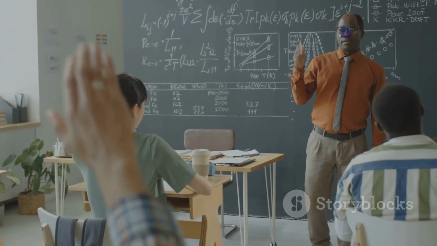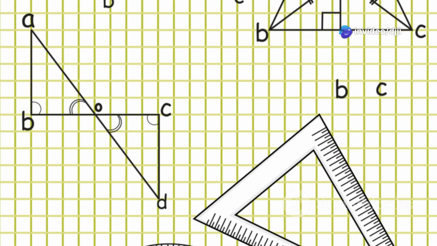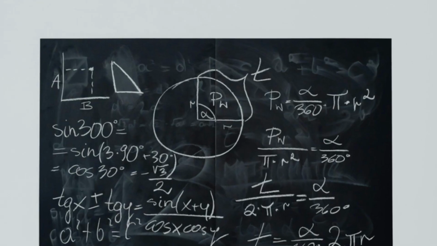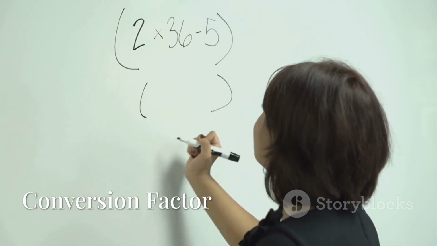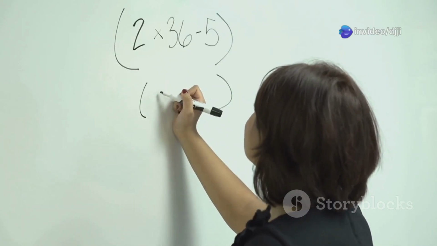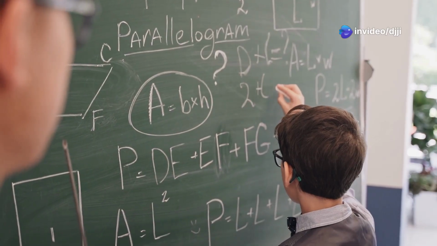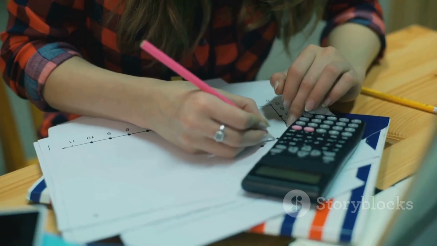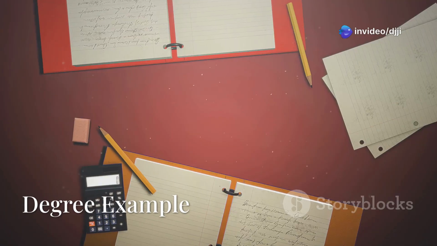Here's a more detailed explanation. Understanding the relationship: a full circle is 360 degrees, which is also equal to 2 pi radians. Therefore, 180 degrees is equal to pi radians. The conversion factor: since 180 degrees equals pi radians, we can establish a conversion factor. 1 degree equals pi over 180 radians. To convert degrees to radians, you multiply the degree measure by the conversion factor pi over 180.